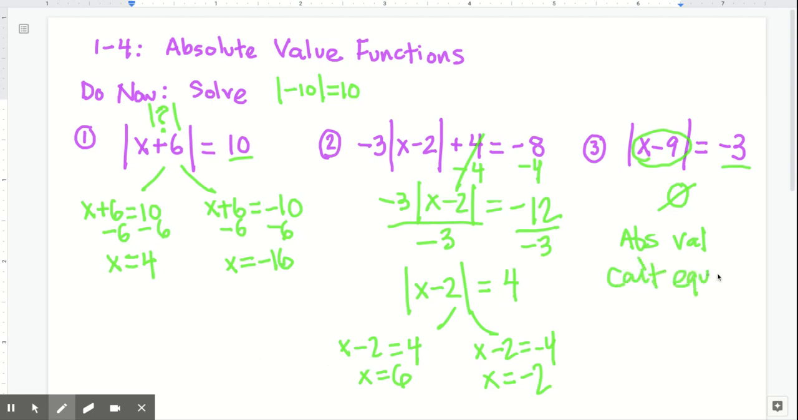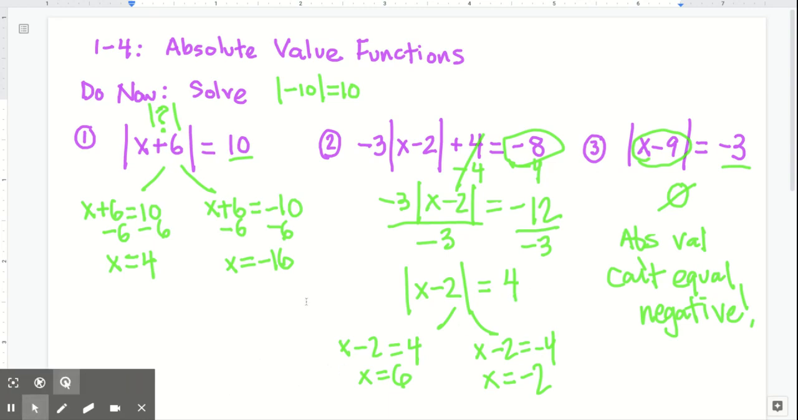equal a negative. On my last problem, if you guys look back at number 2, I did have a negative right here. I had a negative 8 and then negative 12. But when I isolated the absolute value, it ended up being okay, where I got out a positive number. So that's a nice little review of stuff you guys talked about in Algebra 1.